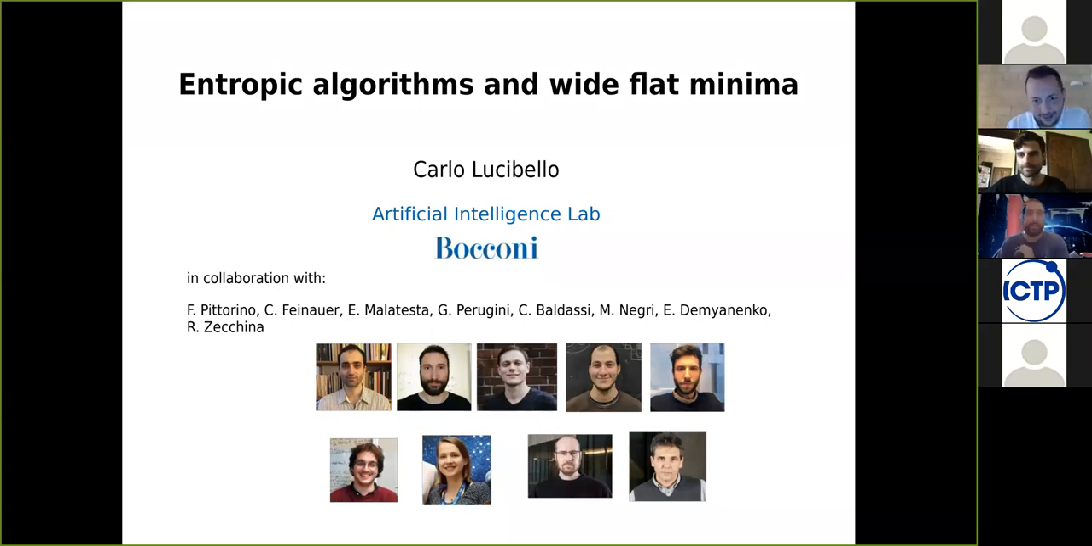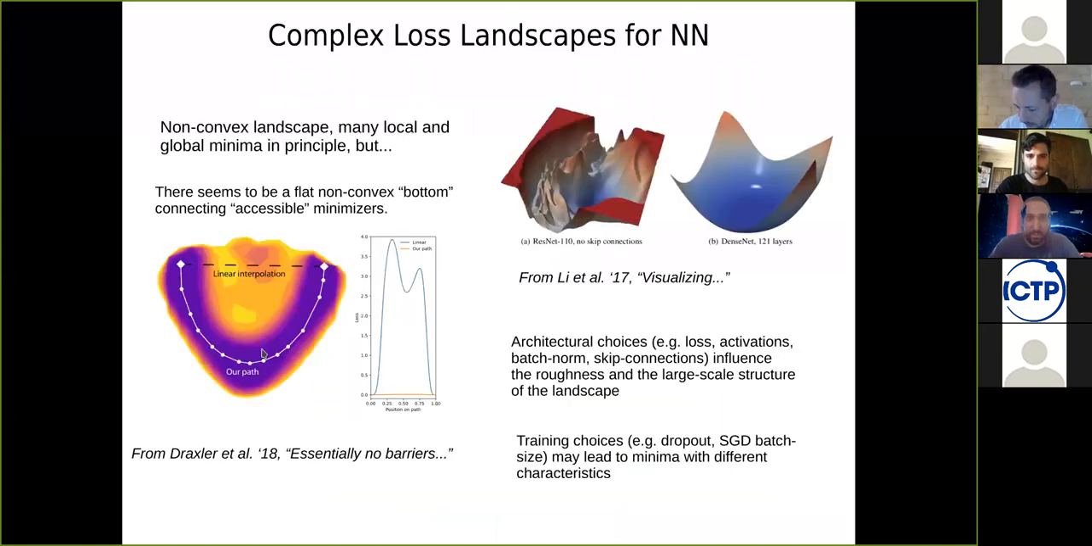So I'm gonna discuss the last installment in a long series of research papers. And this last project was done in collaboration with many people in Bocconi. You see them in these pictures. So let me start with stating some basic heuristic facts about the loss landscape of neural networks.